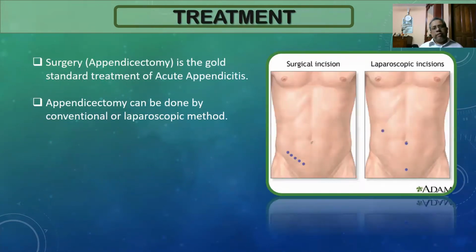Treatment is only one, which is surgery. You remove the appendix because it is an organ which is not in the central line of the GI tract. It is a one-sided extended part of the wall, so it is not essential for the body. In case of acute appendicitis, you must remove it.